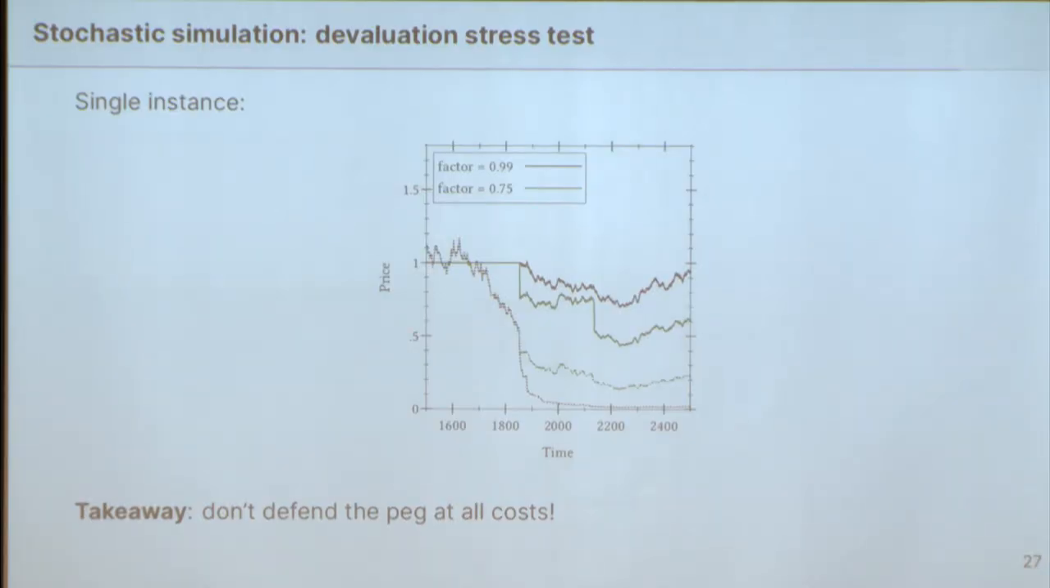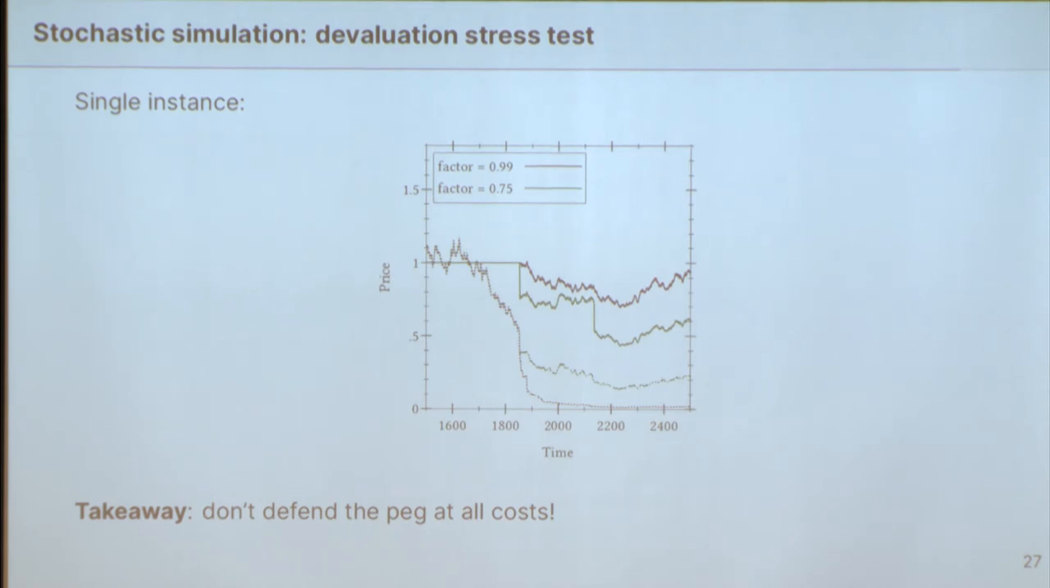So if the factor is 0.99, we see that the solid line, which is the MEL price, stays rather close to the peg. However, the price of the backing equity drops precipitously. And in real life, and not in our simulation, this will probably lead to everything going to zero because no one wants to hold this anymore.